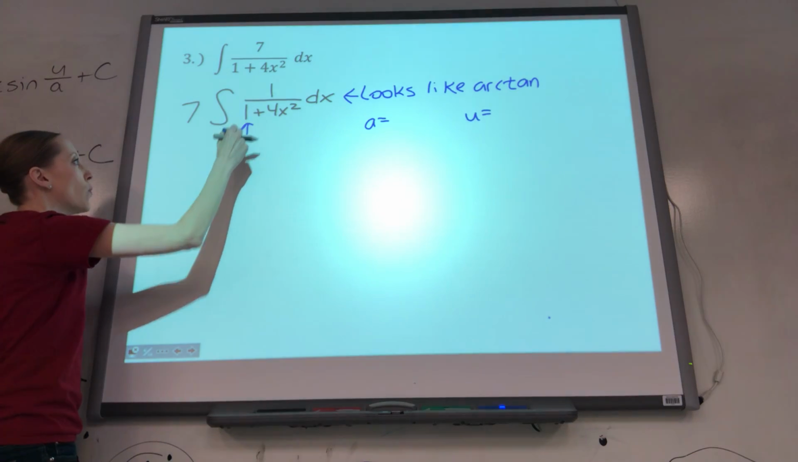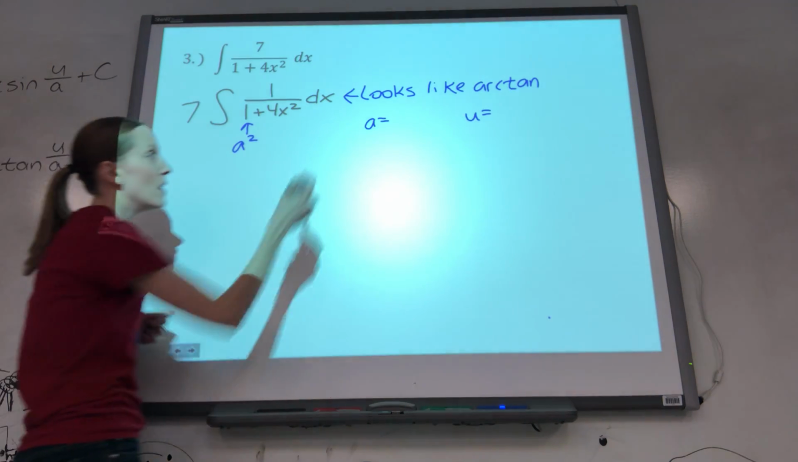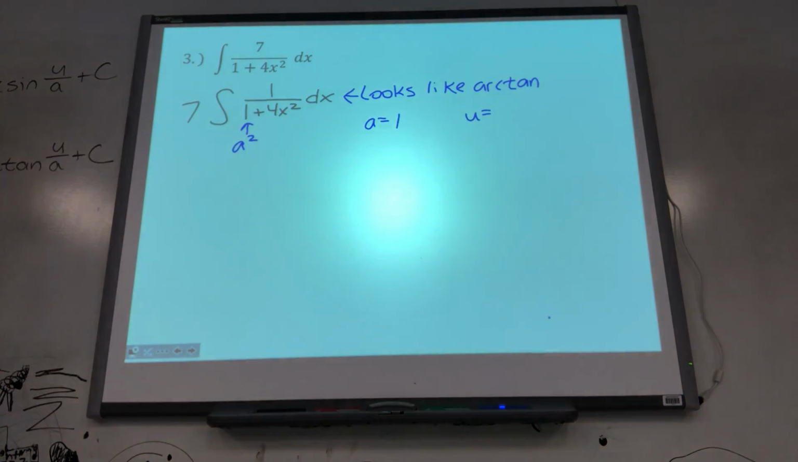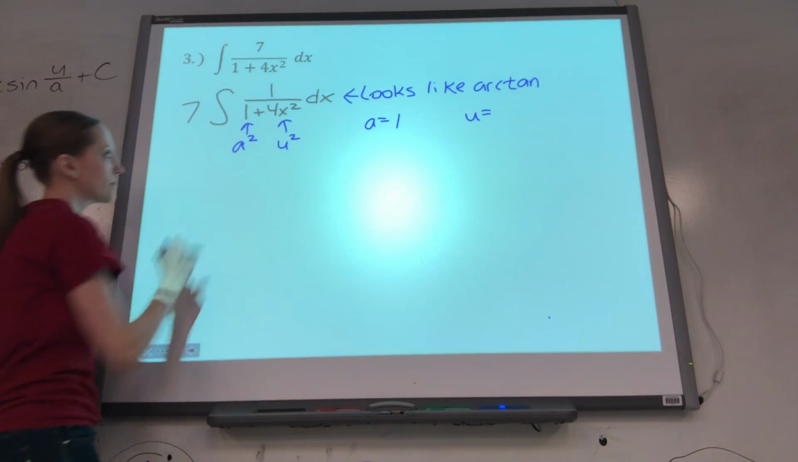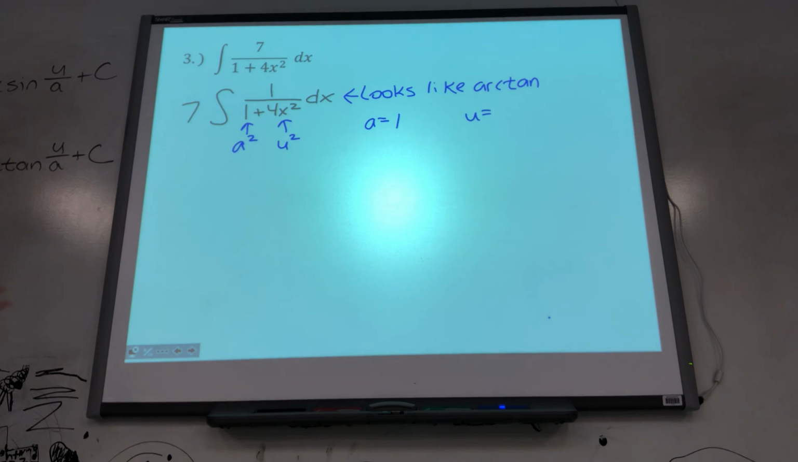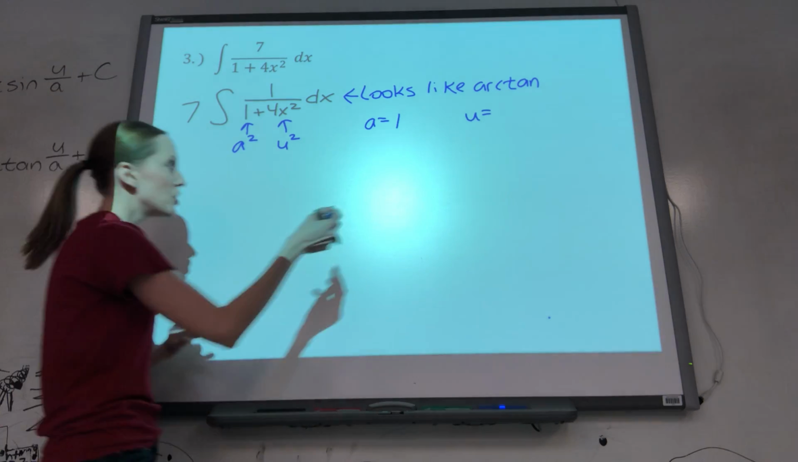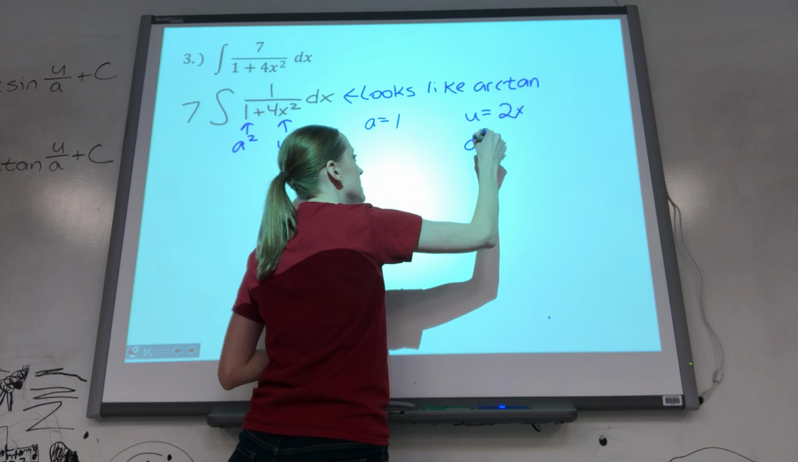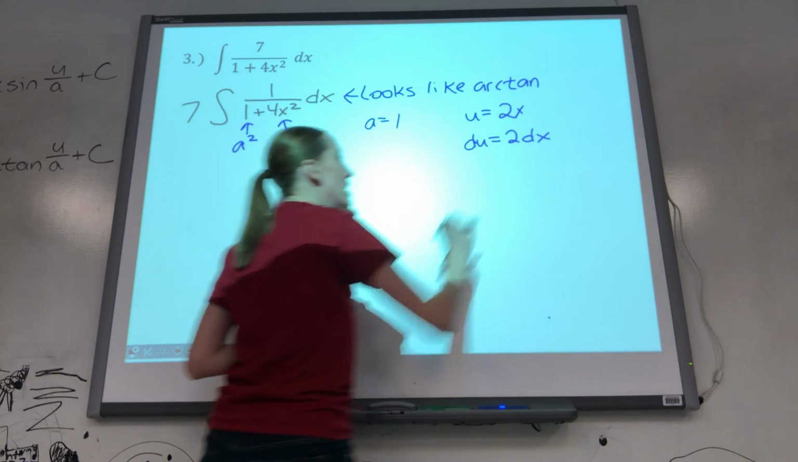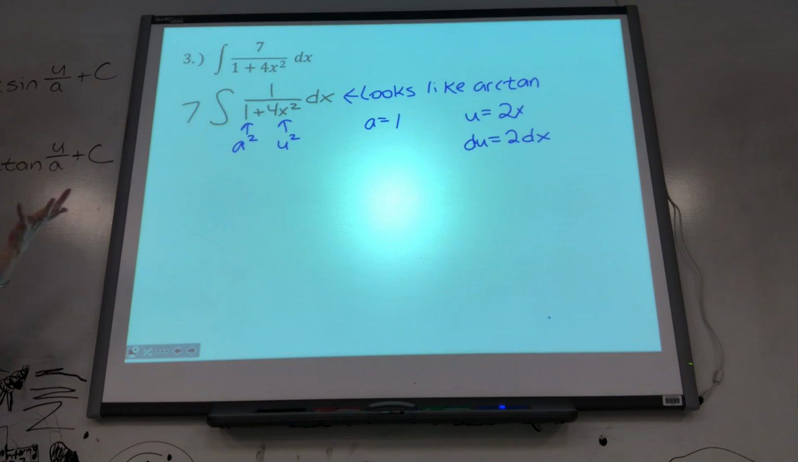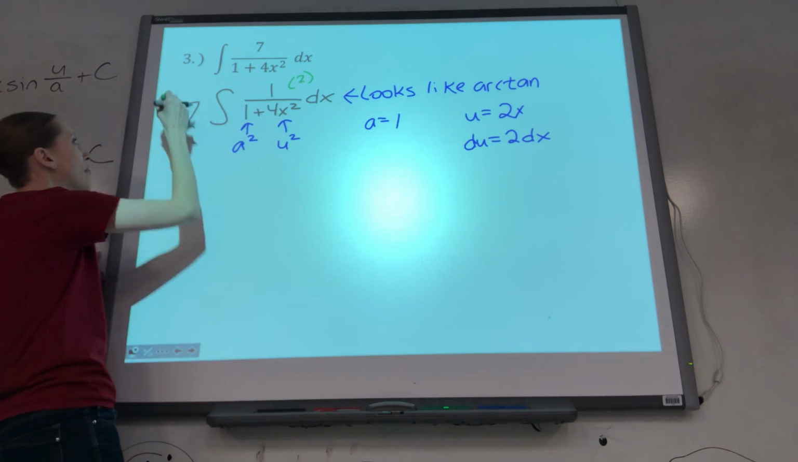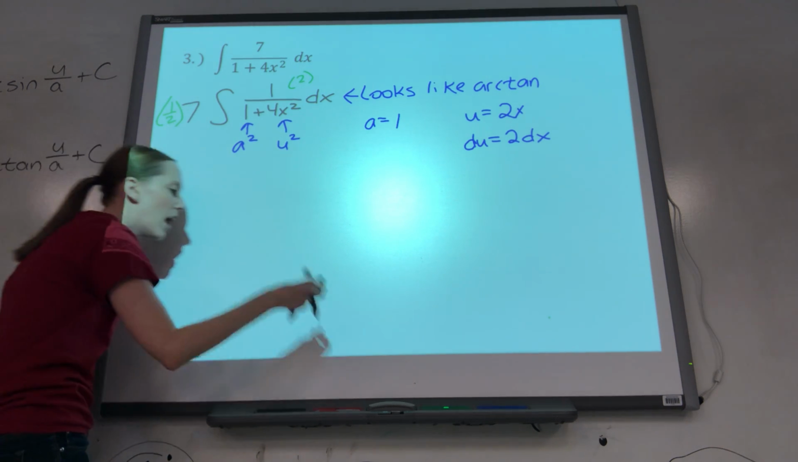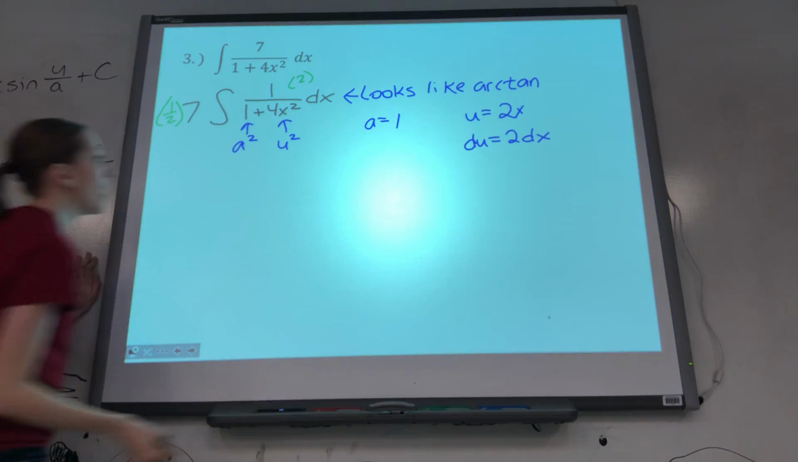If a squared is 1, then a must also be 1. Now, if u squared is 4x squared, what would u be? 2x. Now that means du is 2 dx. This is the first time we've ever had to do something about the du. So to get the 2, I'll put it right there, but I have to pull a 1/2 out front.